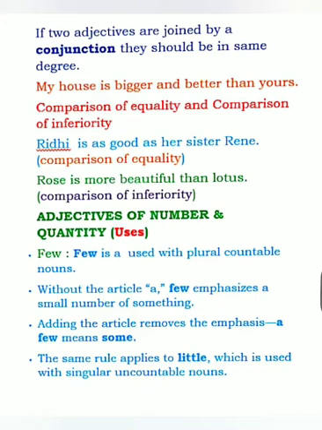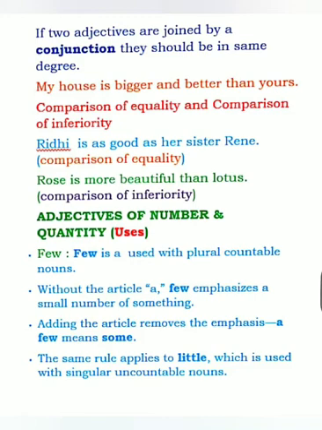Now moving forward. Okay, now another thing is that if two adjectives are joined by a conjunction, they should be in the same degree. Let me read the whole sentence. My house is bigger and better than yours. Now bigger and better, both are using the comparative degree and both are adjectives. But they are joined with an and. Okay, and that's why when two adjectives are joined by and, we use the same degree.